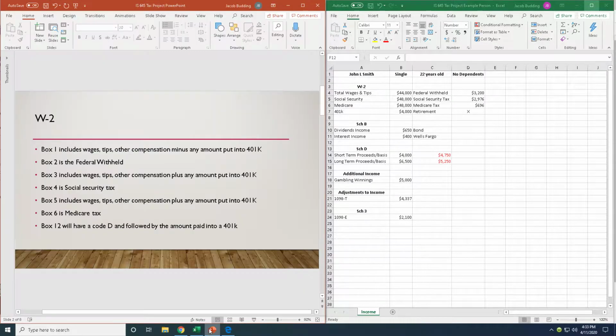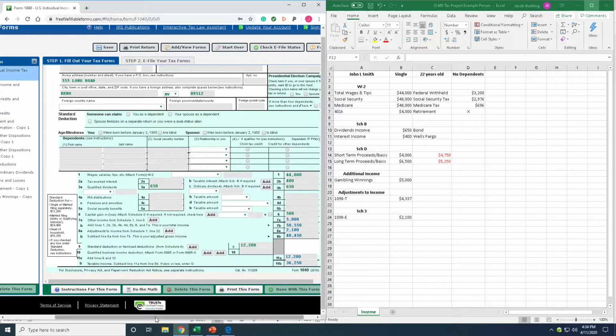All right, let me pull up the PowerPoint. So I made it simple here. Box 1 includes wage, tips, other compensation, minus any amount put in the 401k. As you can see, box 3 and box 5 are amounts that just have the 401k included because that's how much you made, and try to make it as simple as possible to understand.